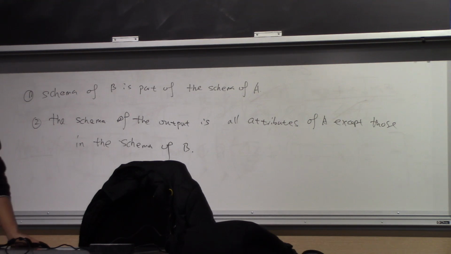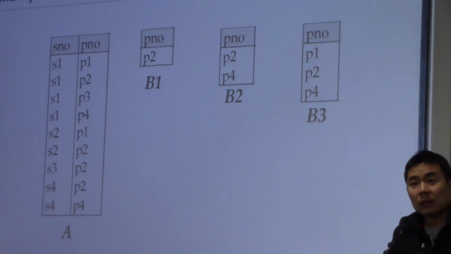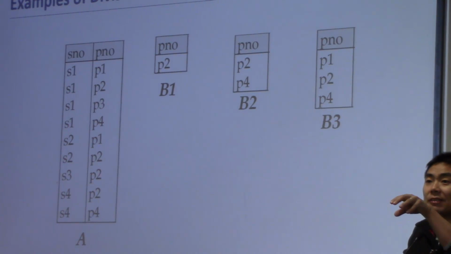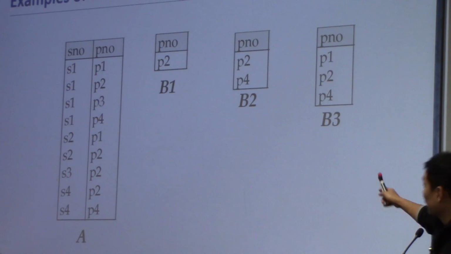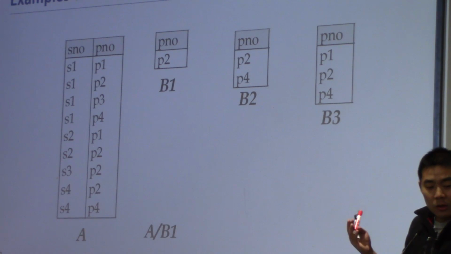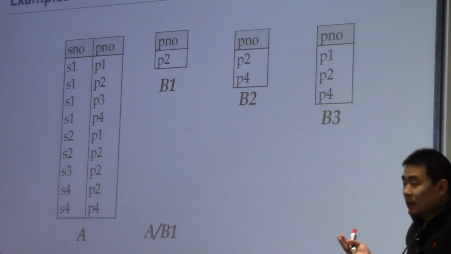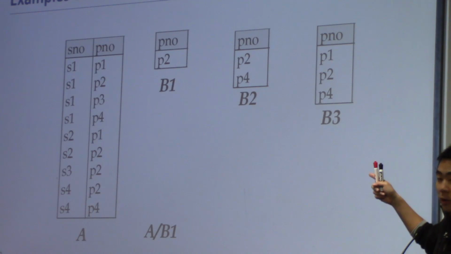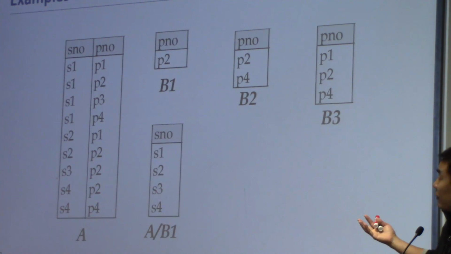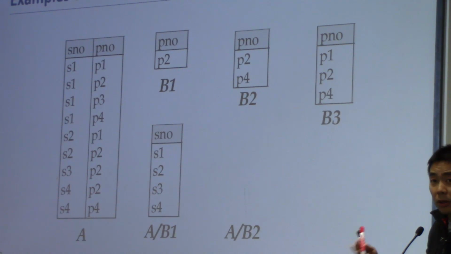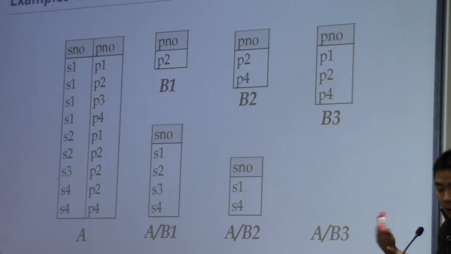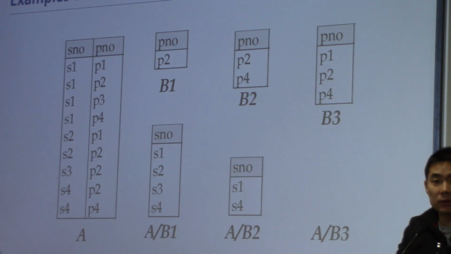And then the semantics of A divided by B, meaning the instance of the output, essentially represents all those x values in A that pair up with every single record in B. For example, A divided by B1 gives you all student numbers who work on product 2. A divided by B2 gives you all student numbers who work on both product 2 and product 4. And A divided by B3 gives you all student numbers who work on products 1, 2, and 4.